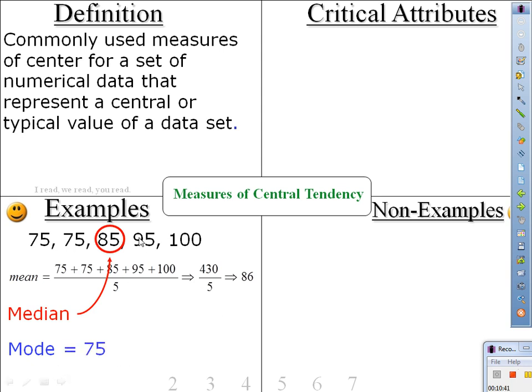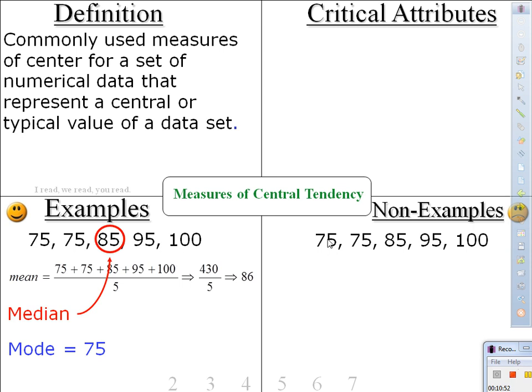Okay. So, non-example. What would be a non-example from here that I can write over here? 2 + 2. Very good. The data: 75, 75, 85, 95, and 100. That is not the measure of central tendency. That's just data.